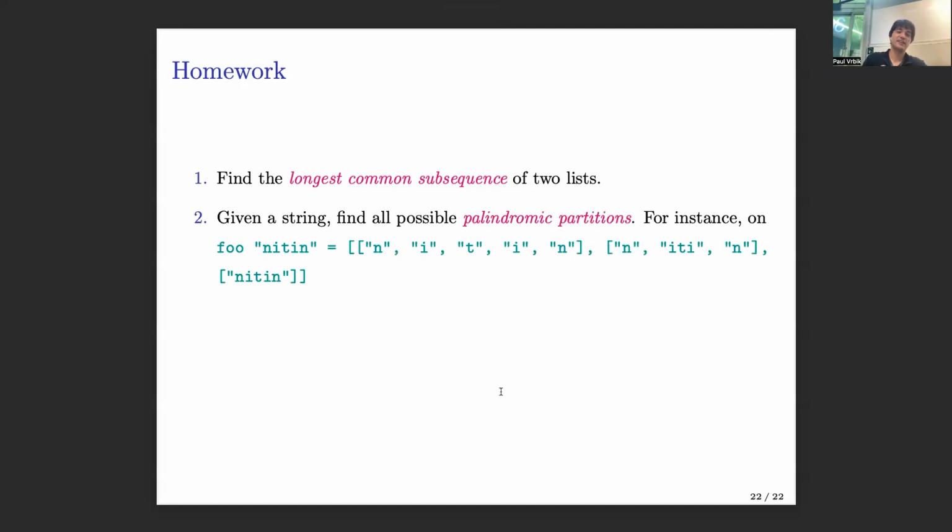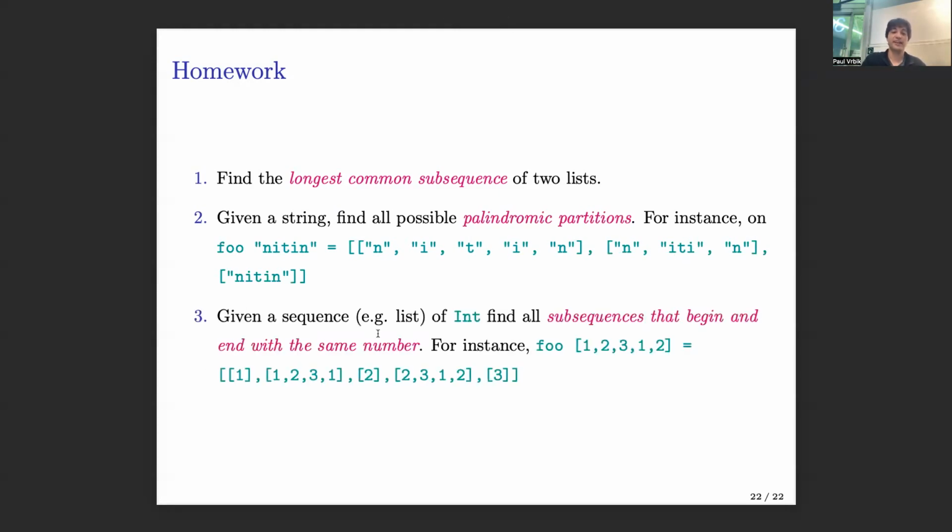Given a string, find all possible palindromic partitions of the string. For instance, if I give you NITIN, if I were to cat this list together, you get the original input, and each of these individual components are palindromes. Same for this, same for that.